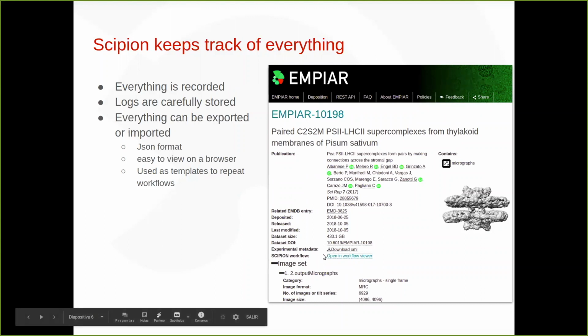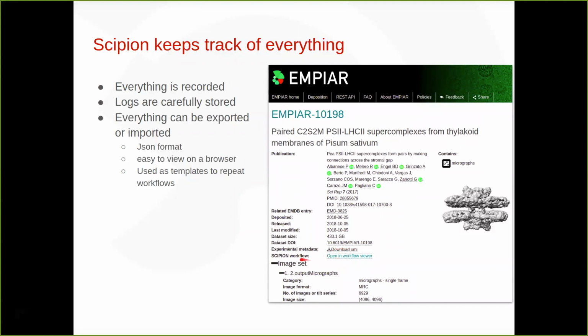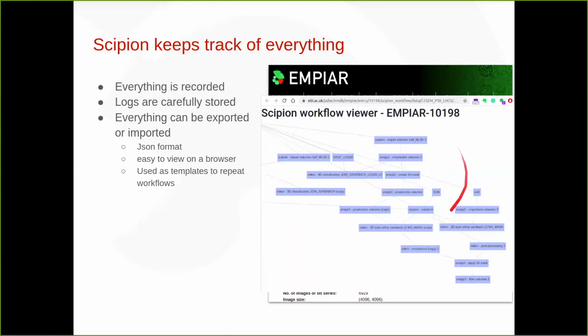You can see probably not very much, but if you submit that file, you will see a Scipion workflow item here, and when you click here, you will see a visual representation of the workflow. And if you click on one of these boxes, I haven't added it there, but you will see the details of the parameters.